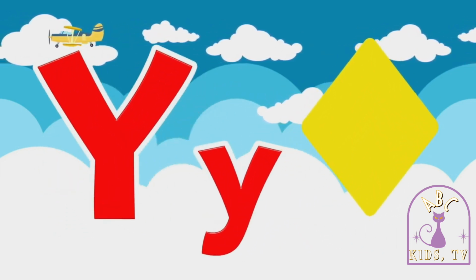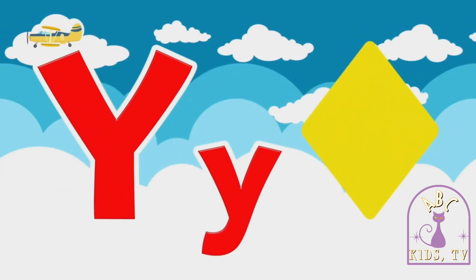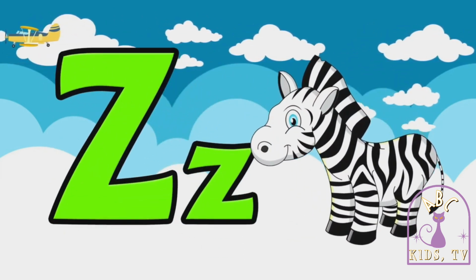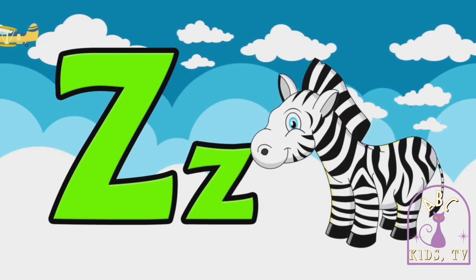Y is for yellow, yellow. Z is for zebra, zebra.